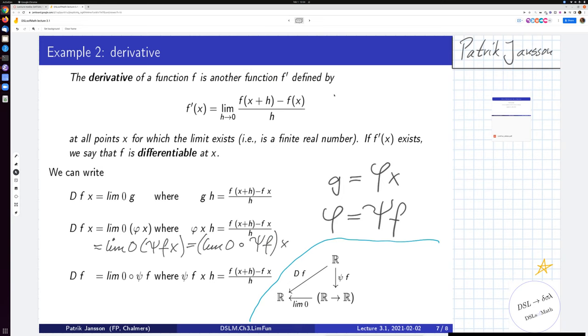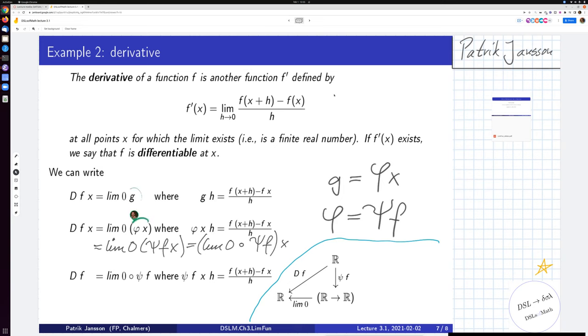Now there is a question in the chat: is h given as argument to phi in the correct order? Well, let's see. Remember we said that we have the limit of the function g, when h approaches zero. So h needs to be the last argument. And phi of x, I've just defined to be g. So g is phi of x. We could put the arguments in any order we wanted, but the nice thing about having h as the last argument is that we don't have to write it here, neither there nor here.